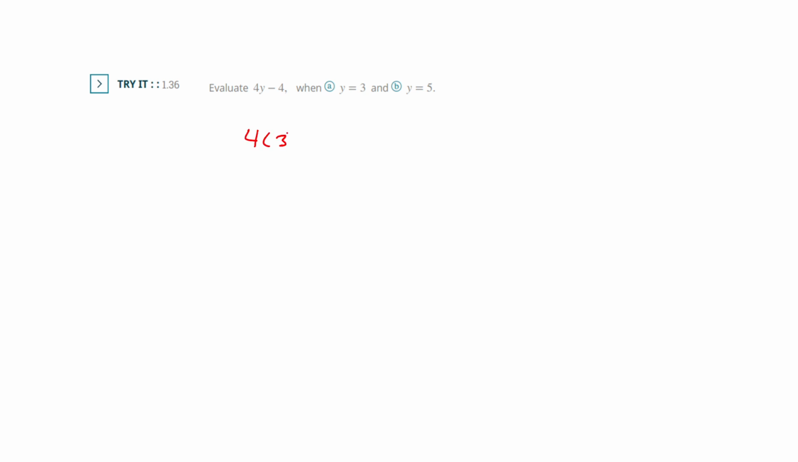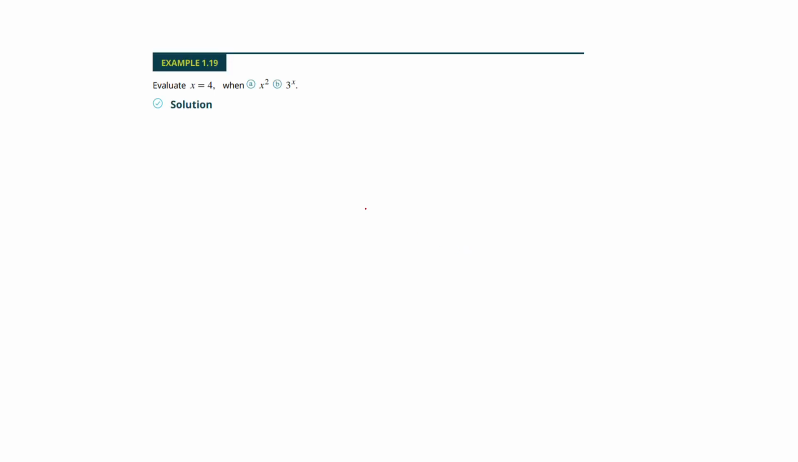I'm going to sub in a 3. It's multiplication. I've got 12 minus 4 is 8. Okay, let's go again. This time we're subbing in a 5. That's 20 minus 4, 16.